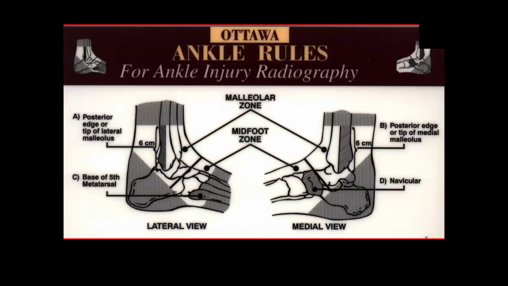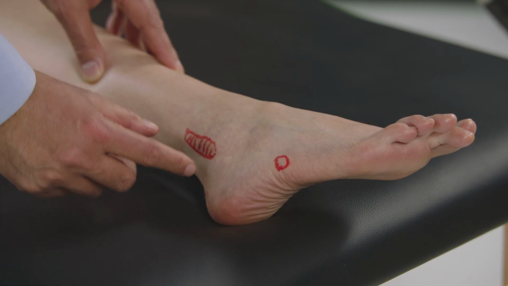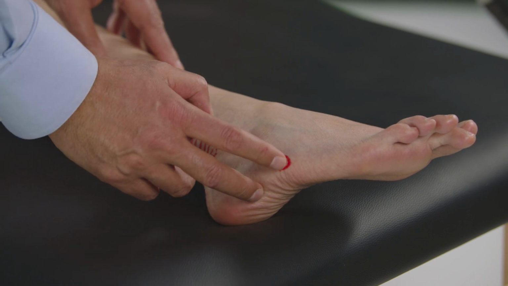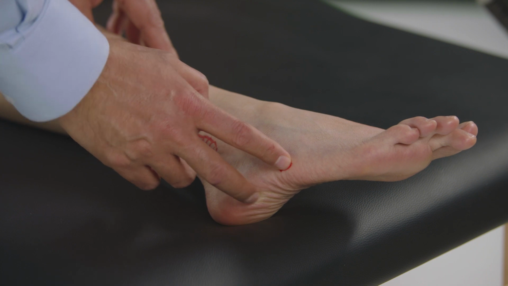You should feel the posterior 6 centimeters of the lateral malleolus. If they're tender, they need an x-ray. The posterior 6 centimeters of the medial malleolus. If they're tender there, they need an x-ray. So for the Ottawa ankle rules, you palpate the posterior 6 centimeters of the lateral malleolus, and then don't forget the base of the fifth as well.